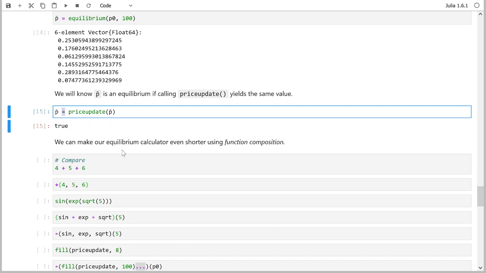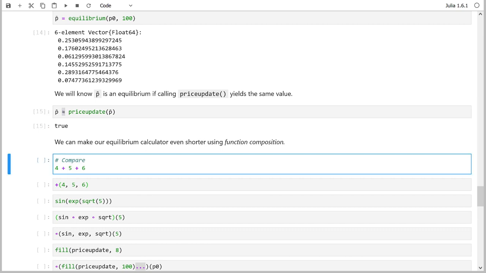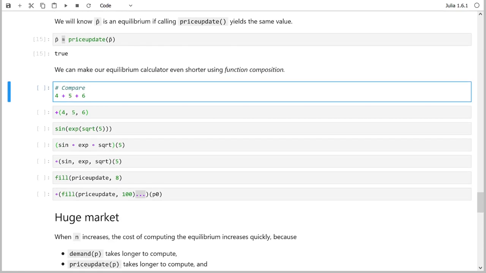We can actually make this equilibrium calculator go even shorter, that is in terms of the text representation of the code, using a kind of special Julia trick that's called function composition. To explain this trick, we need to get a little bit into how Julia works.